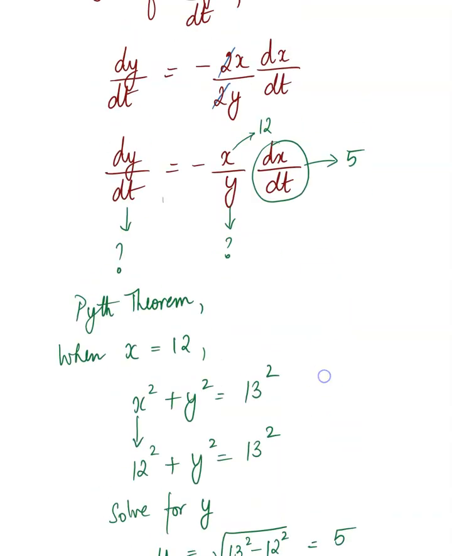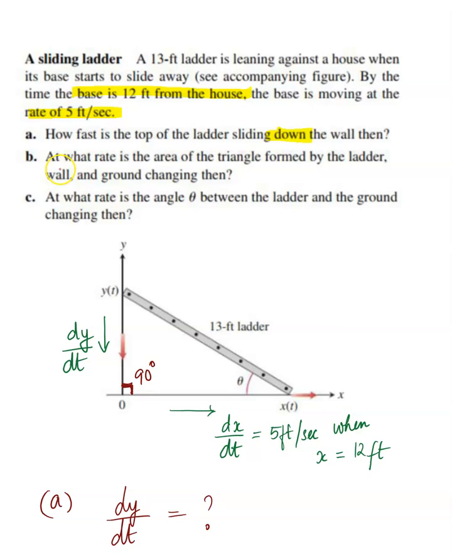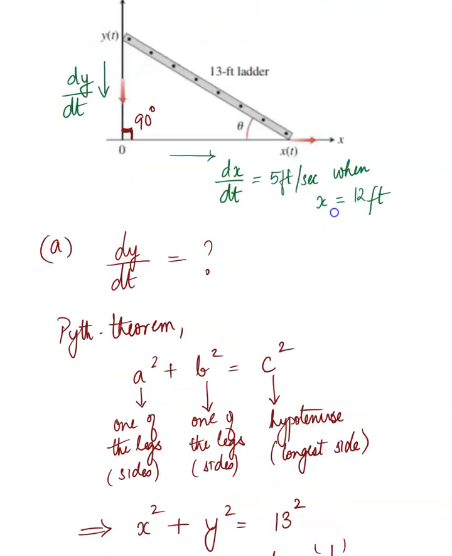Now let's go to part B. These are lengthy ones, so it's going to be kind of challenging to go back and forth here, but let's see. Part B is, at what rate is the area of the triangle formed by the ladder, the wall, and the ground changing then? Ooh, what rate? Rate of the area.